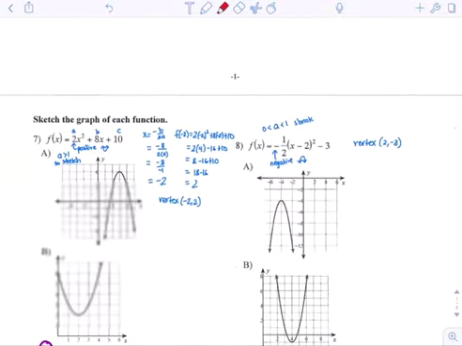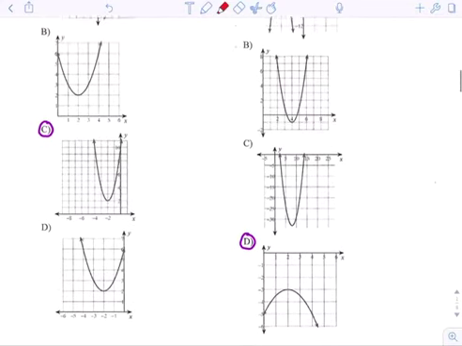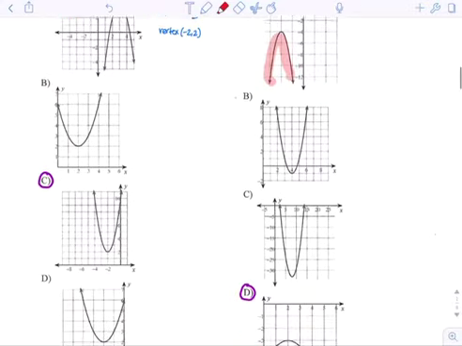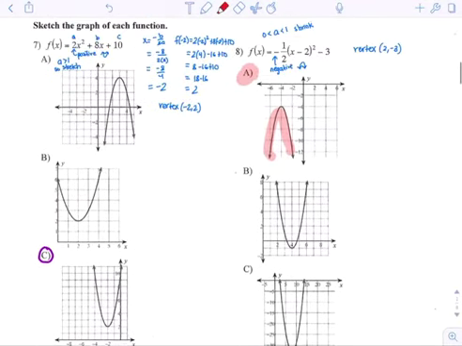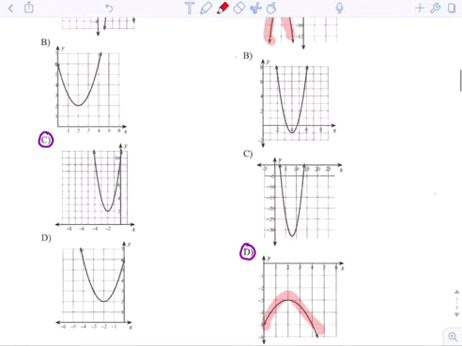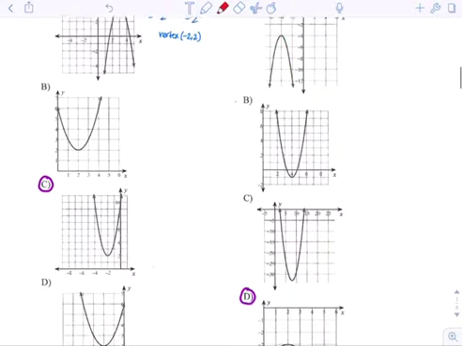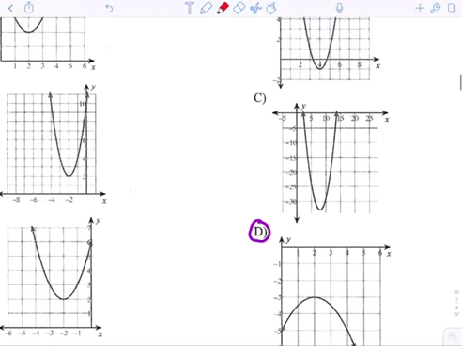So if you look at your options, this one is sad face, and this one is sad face. Now, the one that has a vertex of 2 comma negative 3 looks to be D. So D is going to be our answer, because it's sad face and the vertex is at 2 comma negative 3.